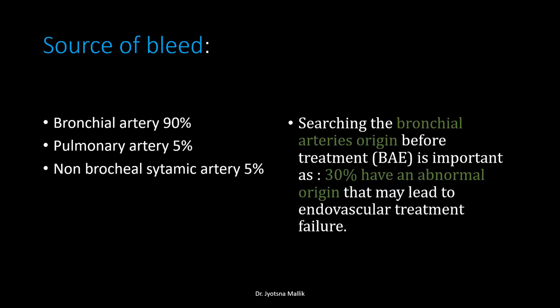As for the source of bleeding, 90% is the bronchial artery, because it is a high pressure artery, and another 5% is the pulmonary artery. The non-bronchial systemic artery could be another 5% cause. So searching for the bronchial artery origin is very important, because in 30% an abnormal origin is seen, and if we embolize without knowing the source and origin of the bronchial artery, we may end up with endovascular treatment failure.